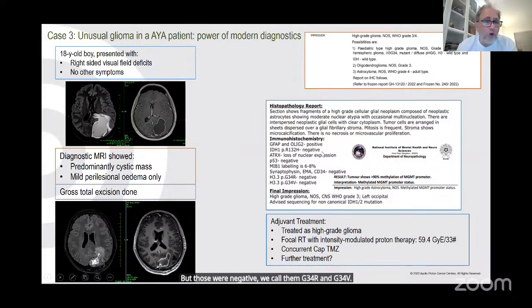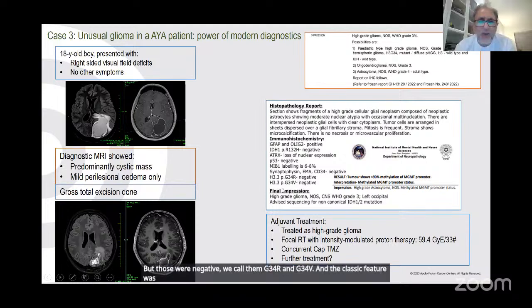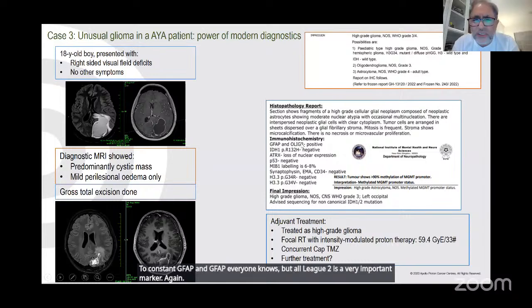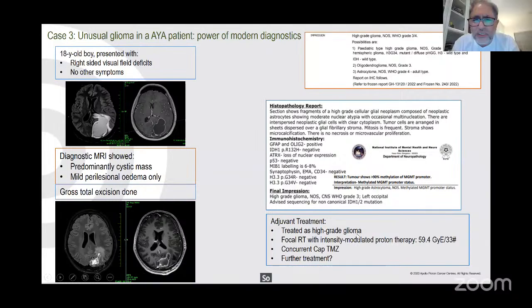And the classic feature was ATRX was lost, and this kind of raised a red flag. And we also do OLIG2 very commonly. I would request all of you to do GFAP, and GFAP everyone knows, but OLIG2 is a very important marker. Again, not expensive at all, and they should be in the armamentarium of every single neurosurgical neuropathology lab. So we thought we would treat it as a high-grade glioma.